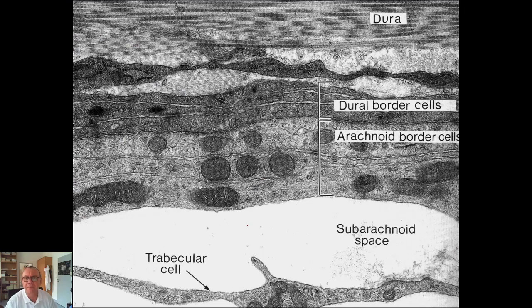And here's everything in the electron microscopy. Border cells, dural border cells and arachnoid border cells and their contact, and you can never find any tight junctions or something like here. It is connected by a fluid situated in between, and a small piece of subarachnoid space and one trabecule containing trabecular cell, which is in fact a fibroblast situated in this location.